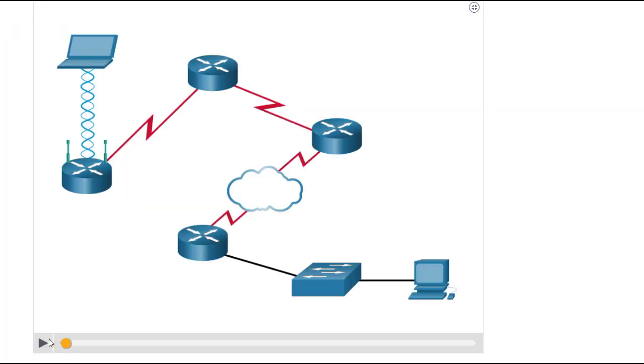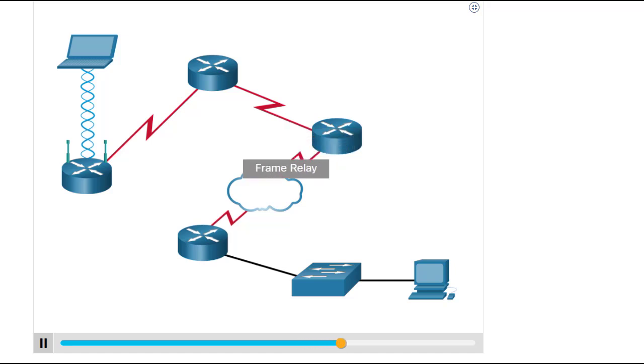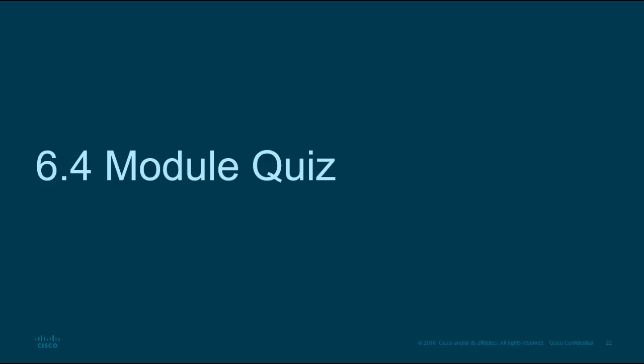This animation shows how the Layer 2 protocol can change at every hop along the path of a network from end to end. That brings us to the Module 6 quiz and wraps up our exploration of the data link layer.